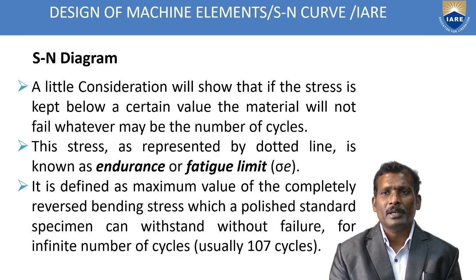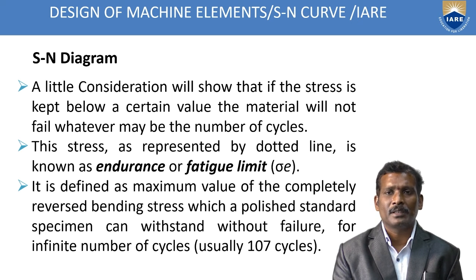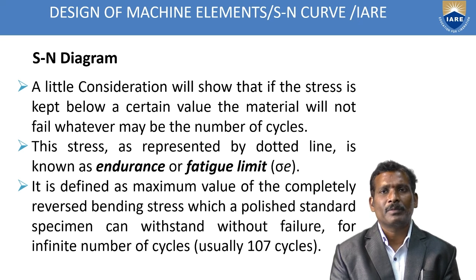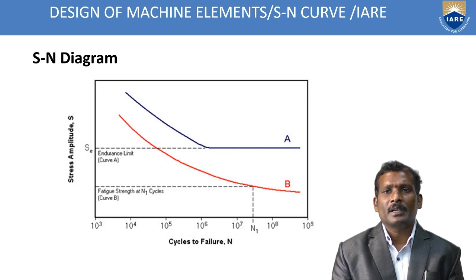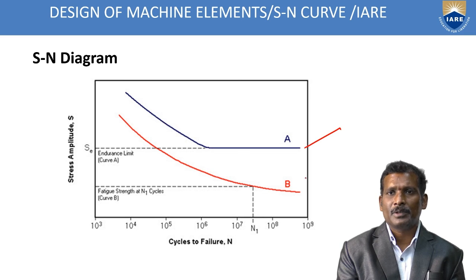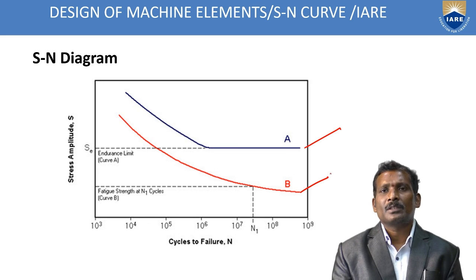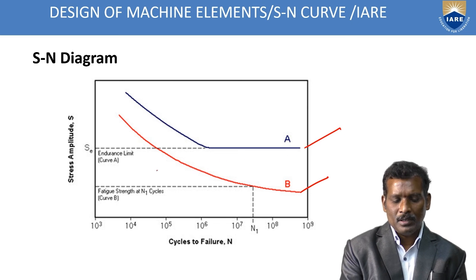It is defined as the maximum value of the completely reversed bending stress which a polished standard specimen can withstand. The specimen tested under the bending load can withstand it without failure for an infinite number of cycles, usually 10 to the power of 7 cycles. In this diagram, A represents ferrous materials and B is non-ferrous materials. You can observe the endurance limit for the A curve.